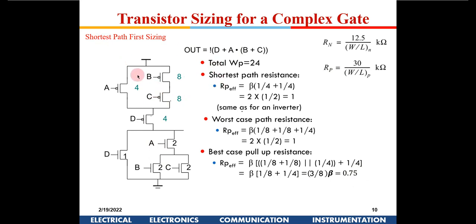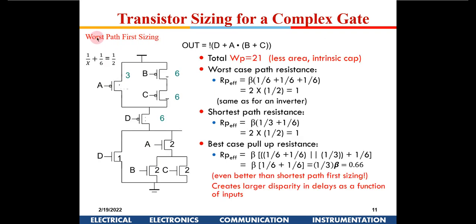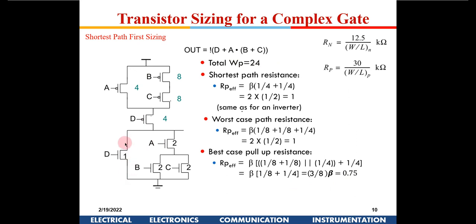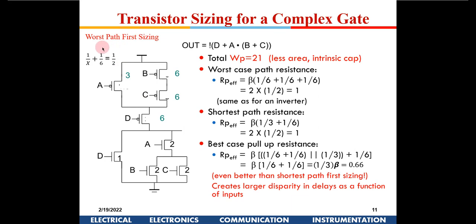If I ask you to do this in an exam, please don't follow this method. You are going to follow this method, which is the worst path first sizing. Initially we did the shortest path and then did the sizing. Now here we are taking the worst path first. So what is the worst path? This is one worst path, this is one path. We are going to put two here, two here, and one more path here, so I put one here. In the NMOS there is no difference, but in the PMOS the worst path is these three coming together. If these three have to come as 2 finally, I put 6-6-6 here.